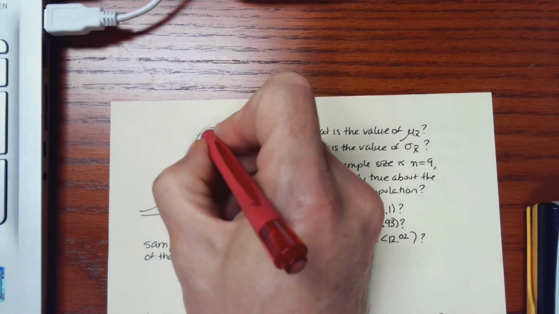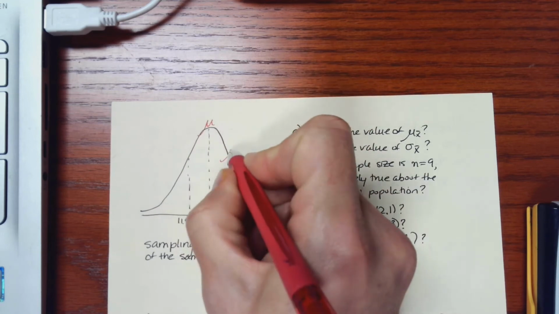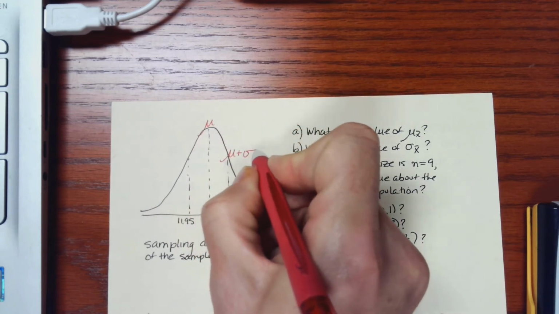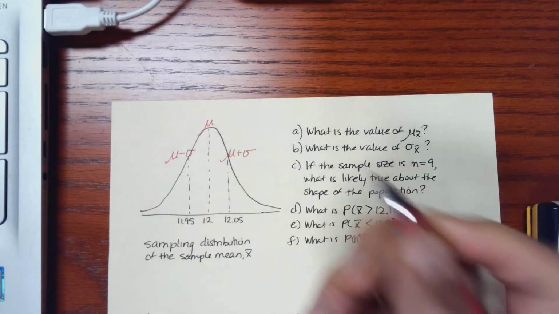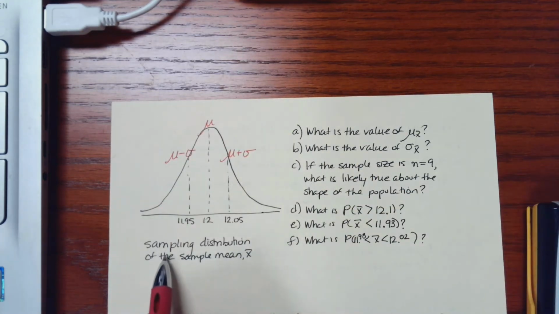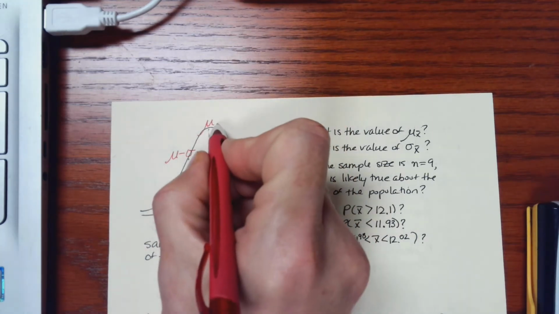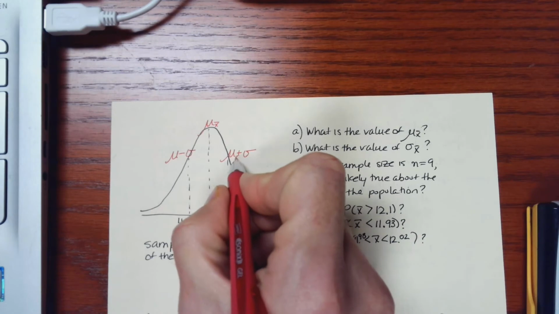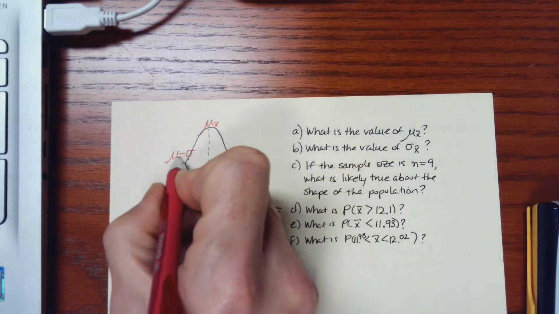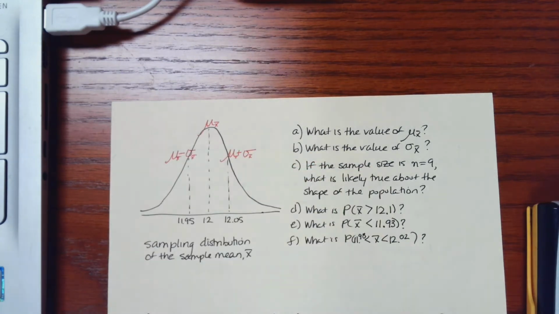So I know that this is the mean, and this is the mean plus a standard deviation, and this is the mean minus a standard deviation. And this is a sampling distribution, so this is the mean for x bar, and both of these technically have little subscripts below them of x bar. All right, so that's going to make our first couple of questions pretty easy.